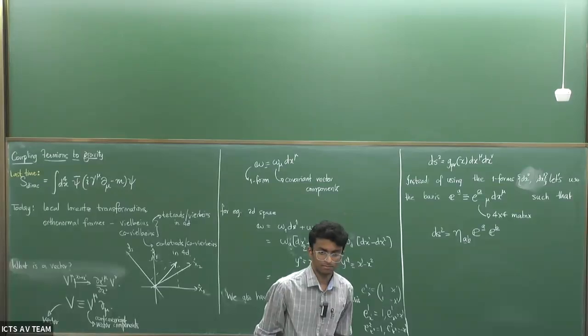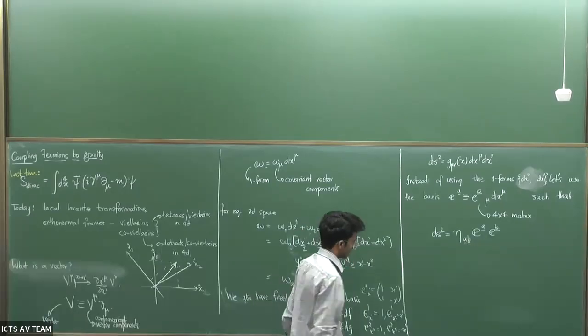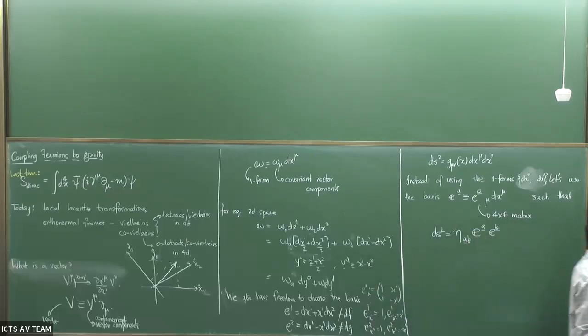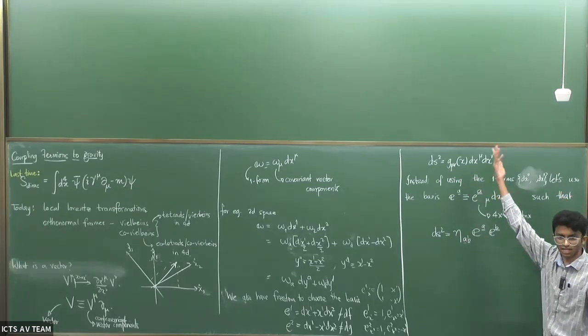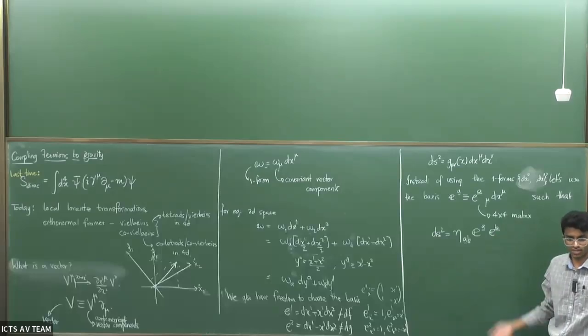And the motivation to encode this information of basis at every point in a form is that we have dx. There's nothing else you can do, right? If you want to go from dx to something else, that something else should be a linear combination of dx's, and that's what we call a one form. So it has to be a one form.